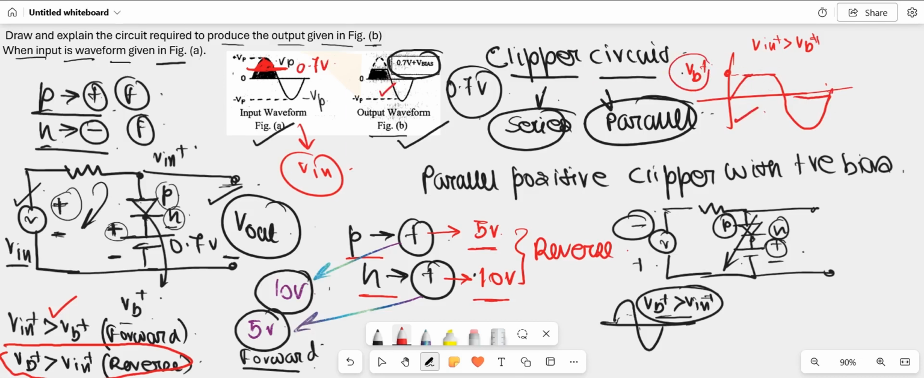So as we can see, this output waveform and this waveform are the same. The only difference is VB positive. As I said at the beginning, I am assuming the bias voltage 0.7 volt as VB. So this voltage is equal to plus 0.7 volt. So this is the output waveform that we are asked for here. I hope we can all understand the explanation, how we are getting this output voltage from this input voltage using this parallel positive clipper with positive bias. Thank you.